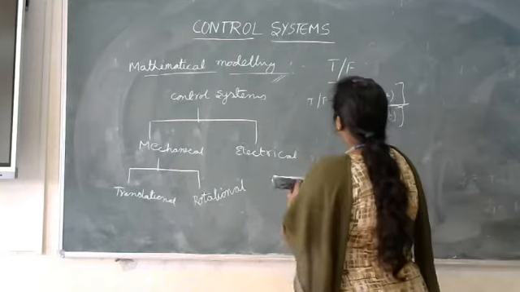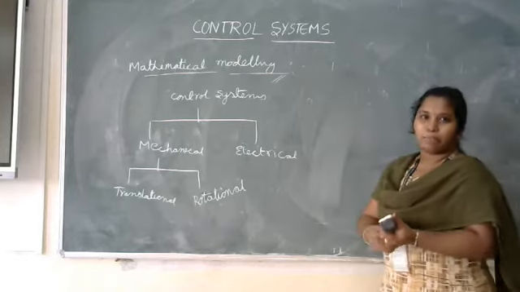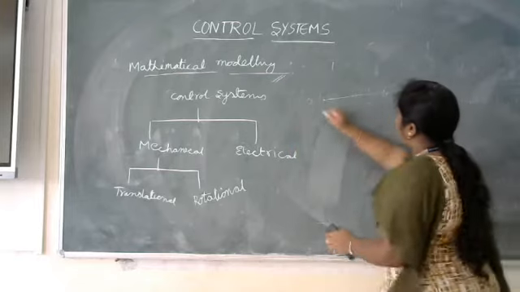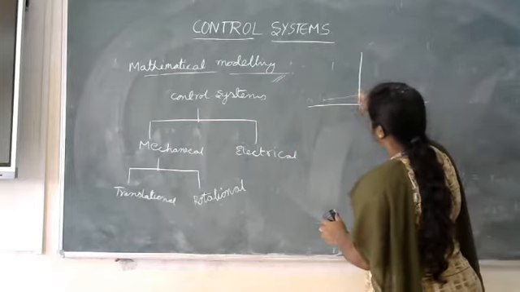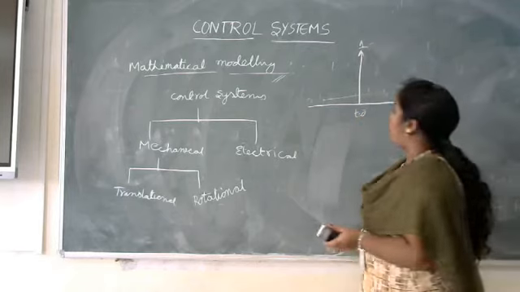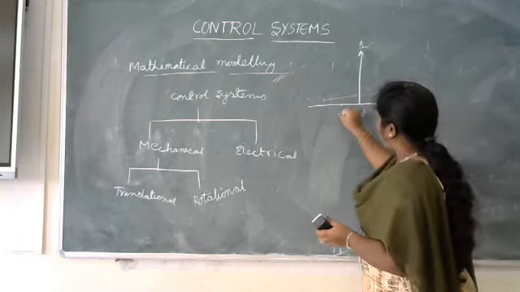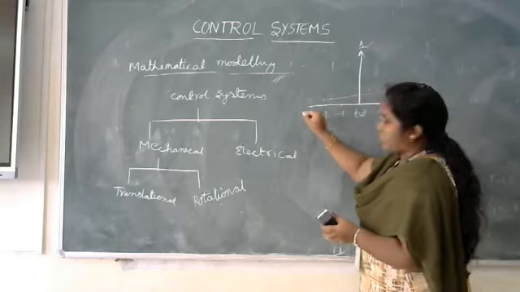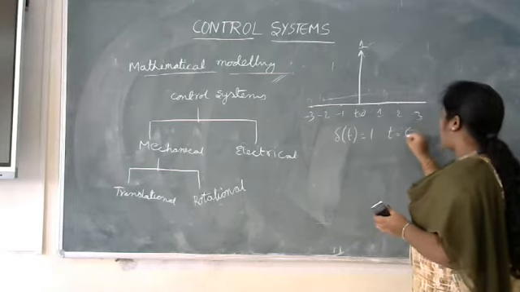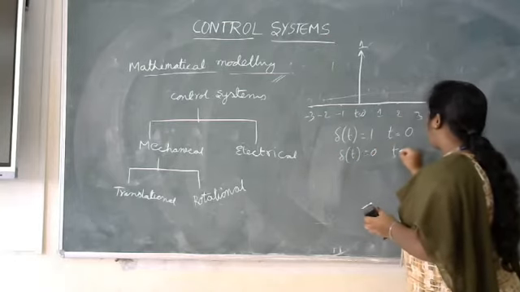Here I am explaining the transfer function of an impulse response. What is the impulse signal? We can represent the impulse signal like this. At t equal to 0 only, the value is 1. At all the remaining values, that means t equal to 1, 2, 3 and minus 1, minus 2, minus 3, the values are zero. That means del of t is equal to 1 at t equal to 0 and del of t is equal to 0 if t not equal to 0.